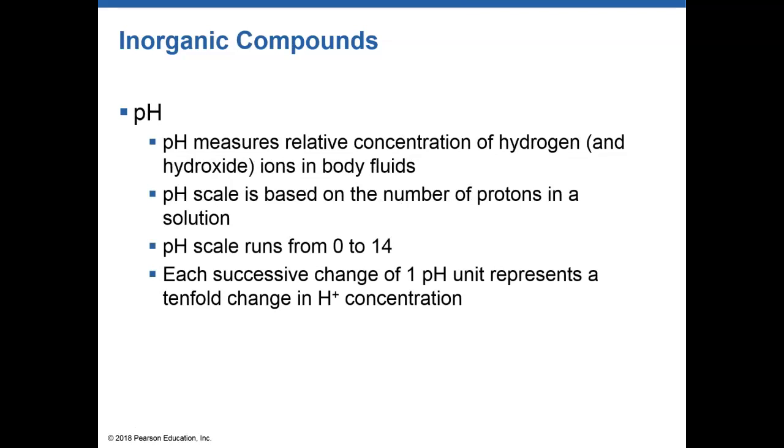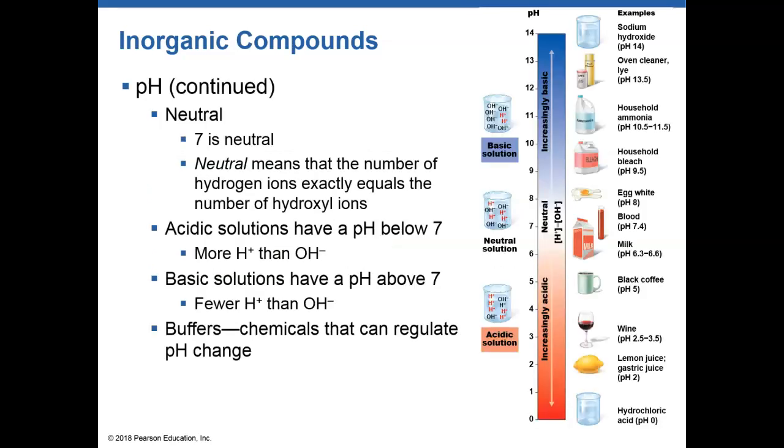The pH scale is a scale that measures the amount of protons or hydrogen ions in a solution. And the pH scale runs from 0, which is very, very acidic, and that means there's a lot of hydrogen ions in it, to 14, which is very, very basic, and no hydrogen ions in it. Every time we move from one pH number to another pH number, we actually either increase or decrease the amount of hydrogen ions by 10-fold.